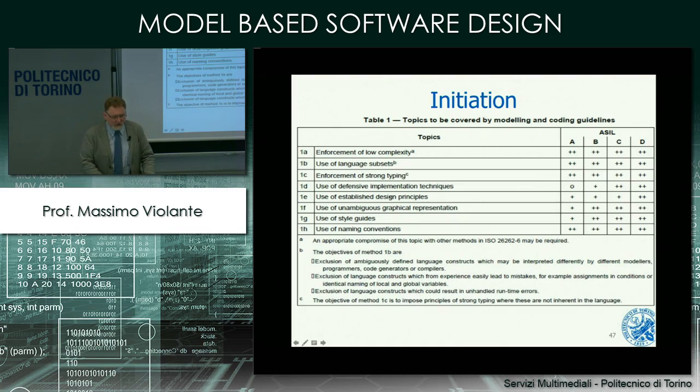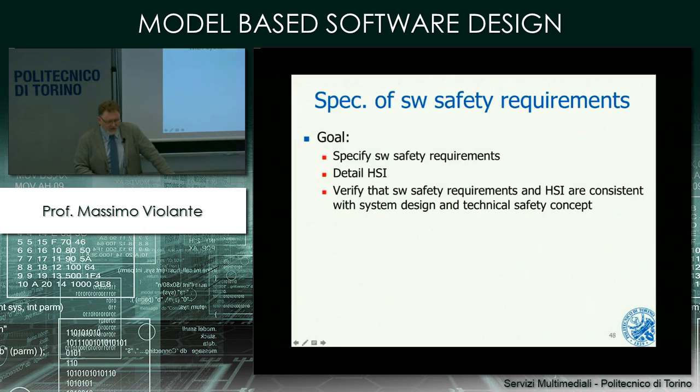You can see that you need to use, for example, a language subset. You cannot use dynamic memory allocation, for example. You have to use strong data typing, so you cannot do implicit cast conversions, and so on and so forth. So here you have to say which are the instruments that you are going to use in your design. Then once you completed this phase, you can start specifying the software safety requirements.